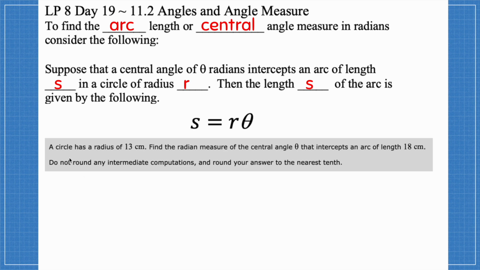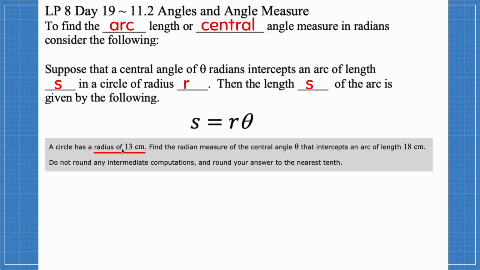So a circle has a radius of 13 centimeters. Find the radian measure of the central angle theta that intercepts an arc of length 18 centimeters. Do not round any intermediate computations. So that means no rounding while you're in the middle of your calculations. You round at the very end to a tenth. But during your calculations, you leave all of your calculations in your calculator, the whole number. Do not do any rounding.